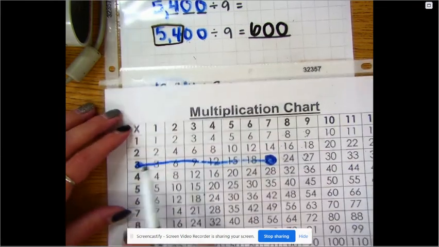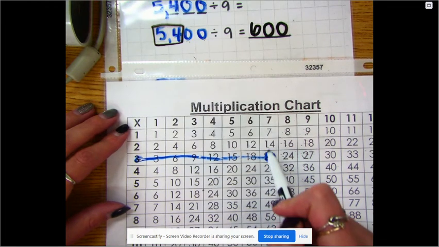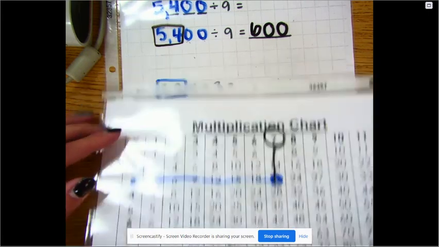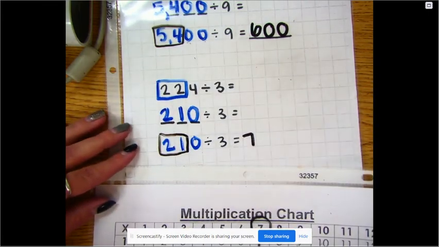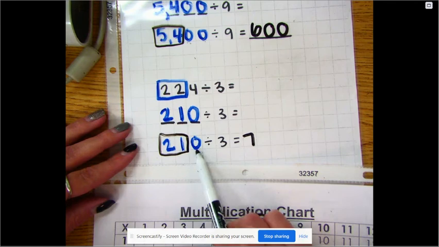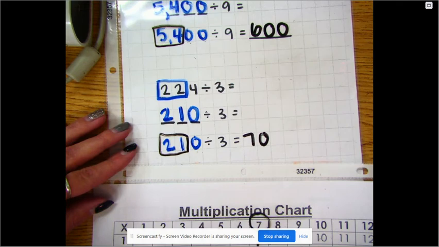So let's look. 21 divided by 3 gives me 7. 7 is going to be the first digit in my quotient. Now I'm going to look back at my dividend. How many zeros did I have left in my dividend? 1 zero. So I'm going to add 1 zero to my quotient.